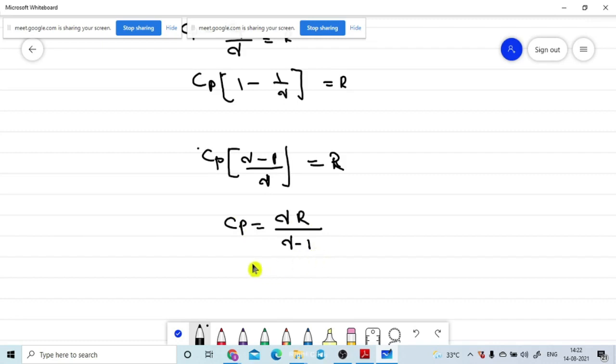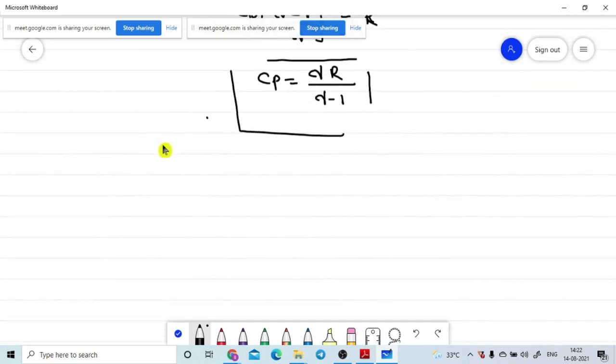Okay? Yes, sir. So this is a very important term. You are going to use it in your competitive examination. This is the most important. Now one more concept I need to introduce here.